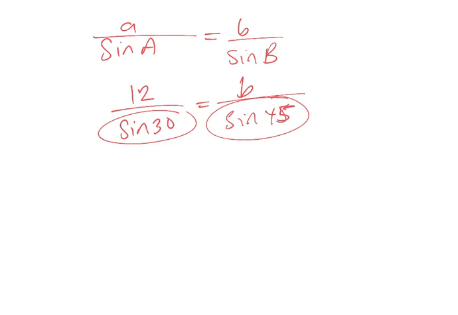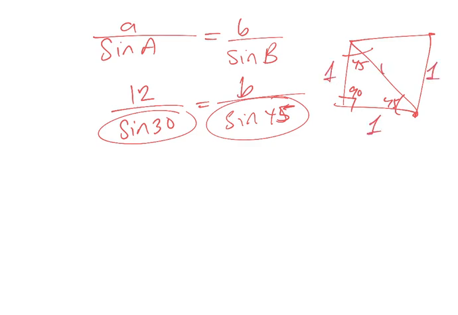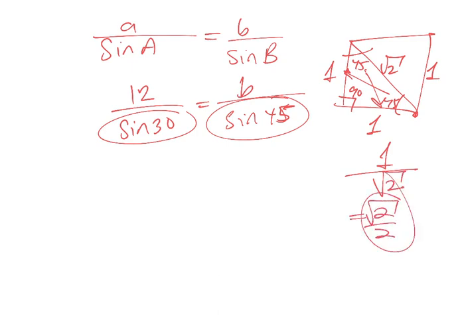Sine 45, technically, if you have your special triangles, remember this is a 45, 45, 90 triangle. This is 1, this is 1, this is square root of 2. Sine is opposite over hypotenuse, so in this case it doesn't matter which one. Notice it's 1 divided by square root of 2, which is equal to square root of 2 over 2. Of course, if you're doing this problem, you might prefer to have it in decimal form, so you could use your calculator.